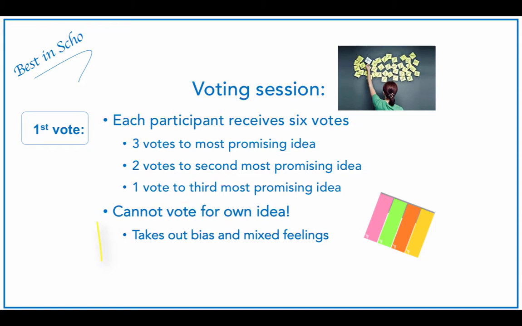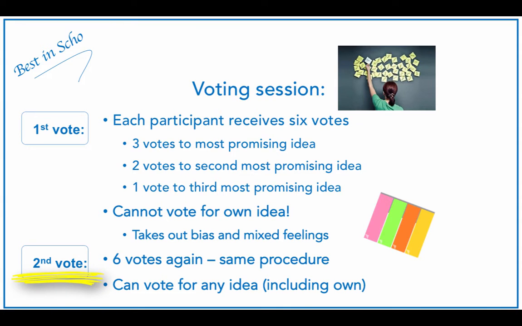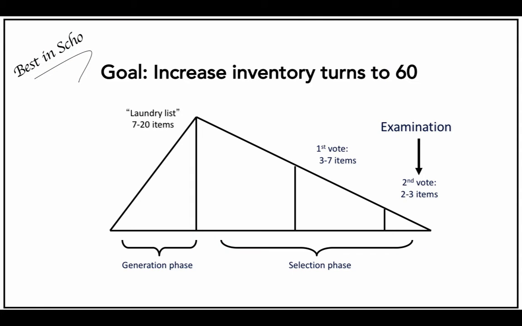Now, I have a rule that folks cannot vote for their own idea. This helps limit bias toward one's own idea and any mixed feelings about putting forward one's own idea. So now, with a short list of the most promising ideas, everyone gets 6 votes again, and the procedure is repeated. Now, participants can vote for any idea, including their own. Any idea that made the short list clearly has merit. Here is one last quick look at the triangle as a visual summary of the process.